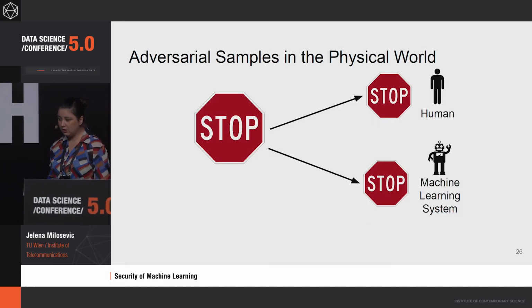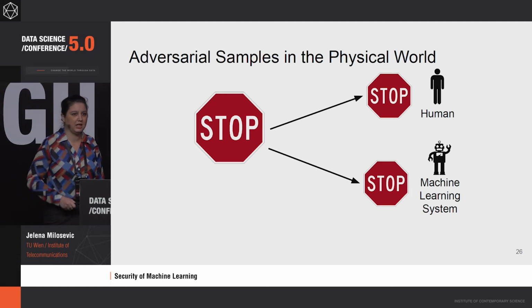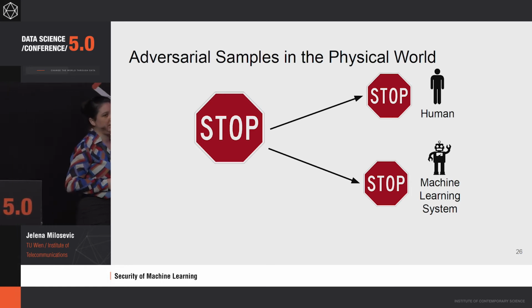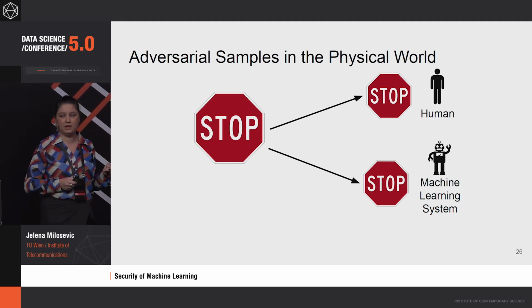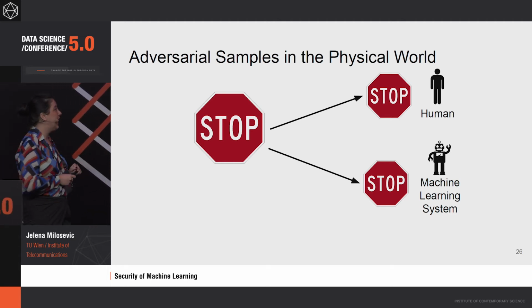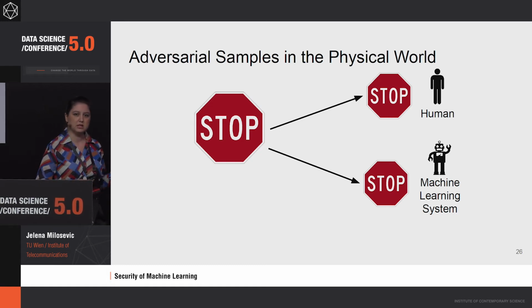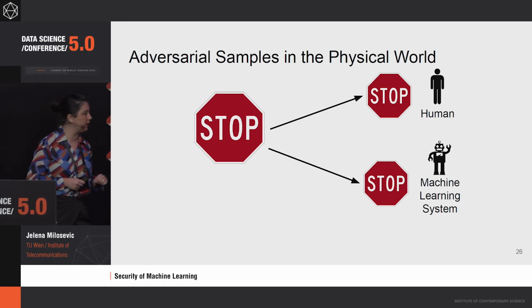So if the turtle does not worry you, or if you think it's perfectly fine if it's misclassified, there is another example that can also happen in practice that I find a bit more worrying. What we have here is a stop sign that by a human is classified correctly as a stop sign.